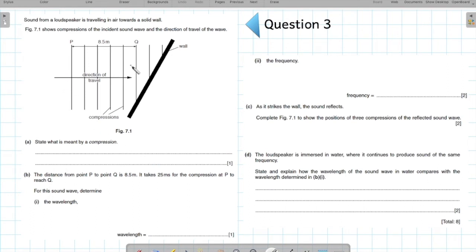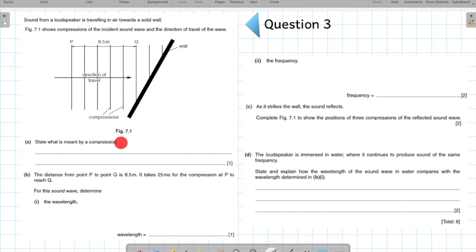Now this question is on reflection. Sound from a speaker is traveling in air towards a solid wall. This is your wall. The figure shows compression of the incident sound waves and the direction of travel of the wave. So these standing lines are the compressions, and here this arrow shows the direction in which these wavefronts are traveling.